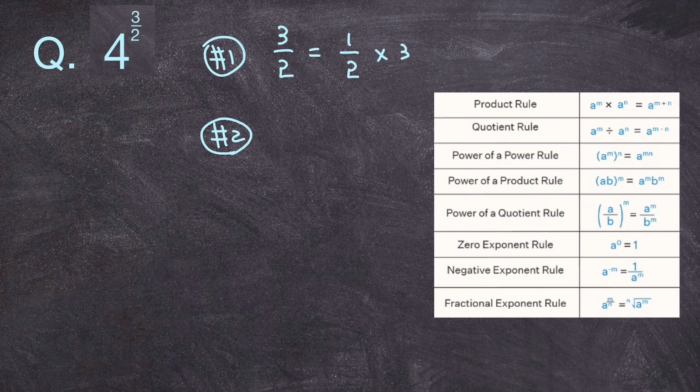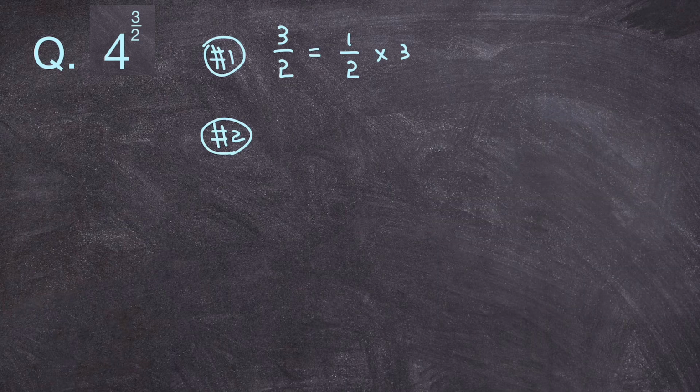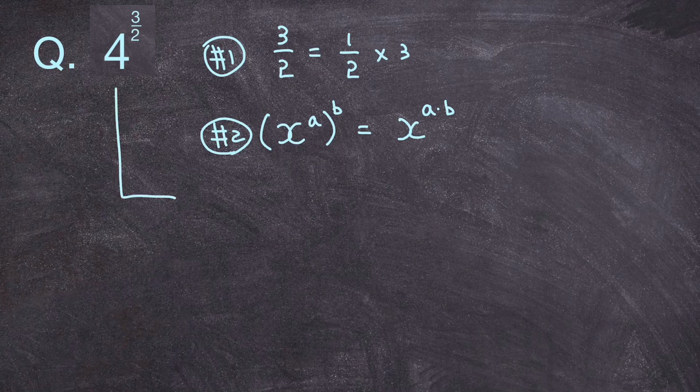So I'm going to write this. x raised to the power of a, and then if you take that whole thing to the power of b, that's the same as taking x to the power of a times b. Okay, so with these 2 things in mind, let's tackle this problem.